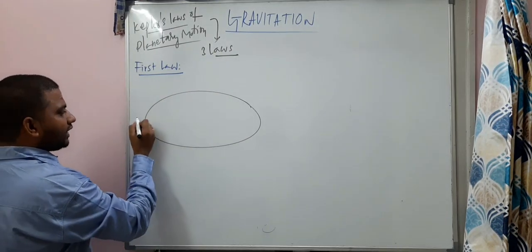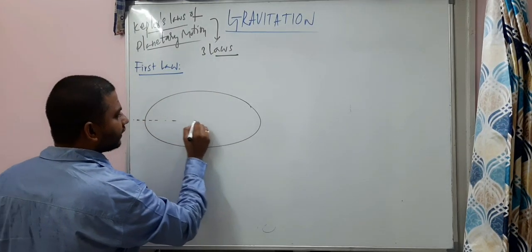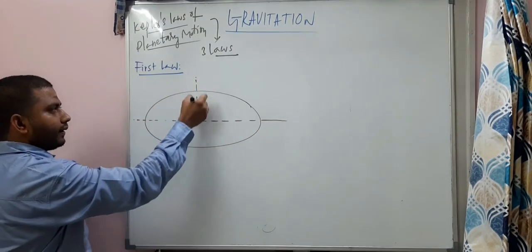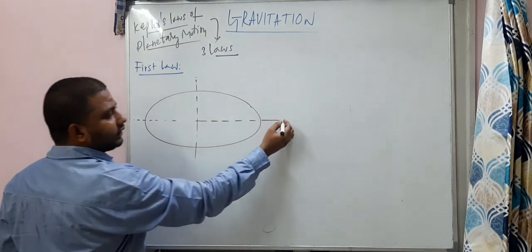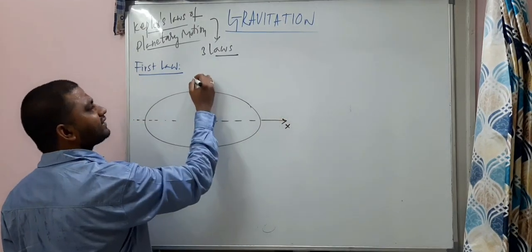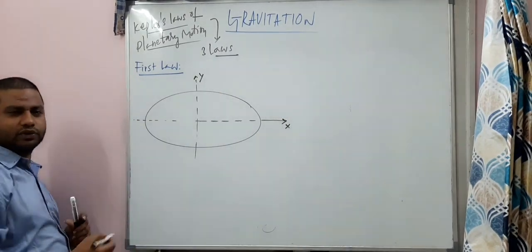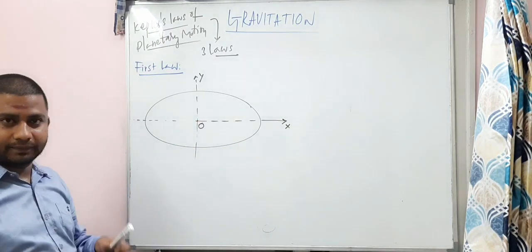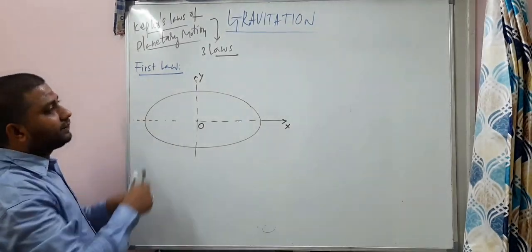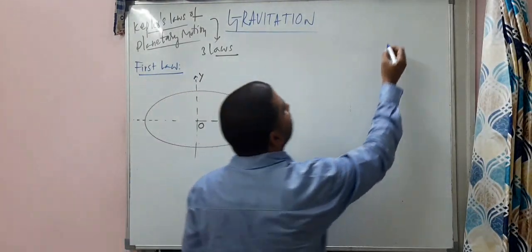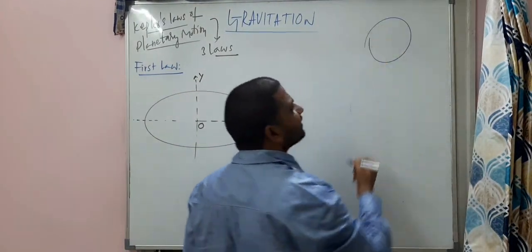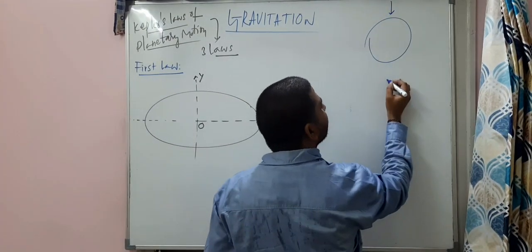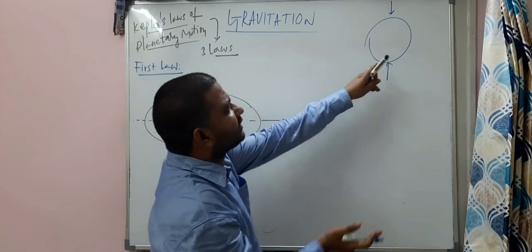This ellipse will have 2 axes. If you consider this is the x-axis and this is the y-axis, and this is point O, the center of the ellipse. How was this ellipse formed? Imagine this is a circle, and this circle is compressed like this, from both sides. If you compress it, you get this shape.